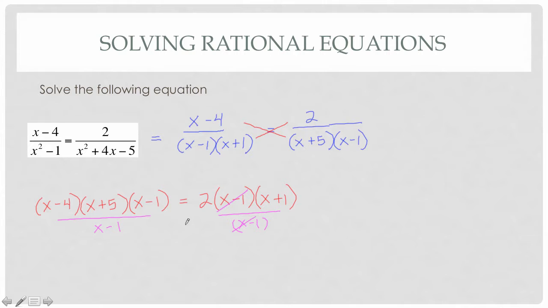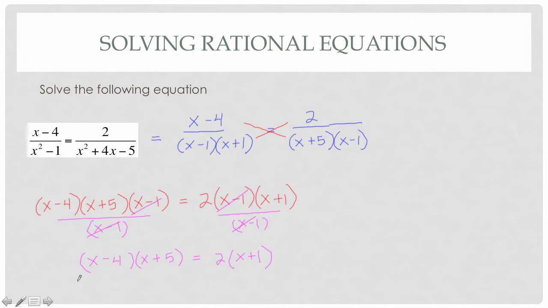Those two divide out to make 1. We're left with x minus 4 times x plus 5 equals 2 times x plus 1.